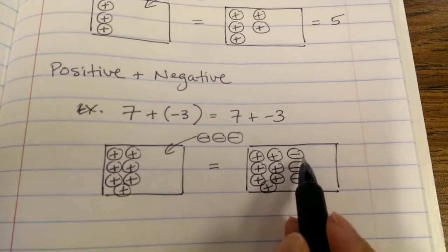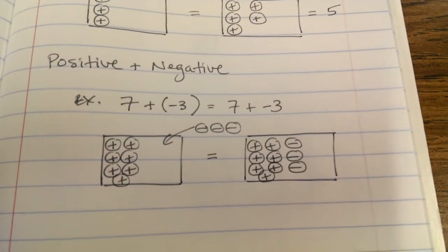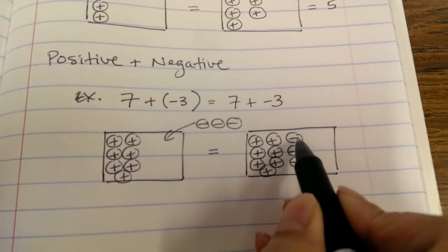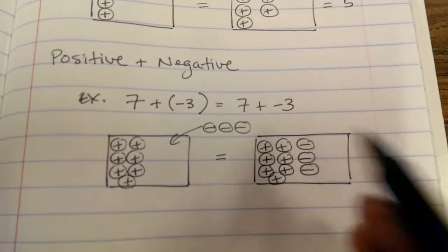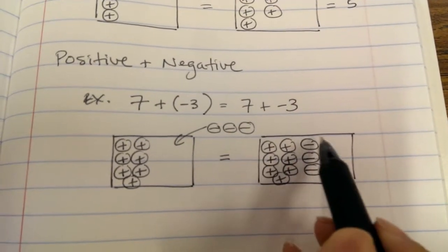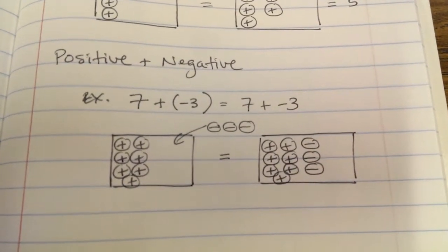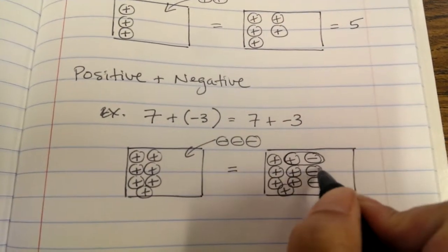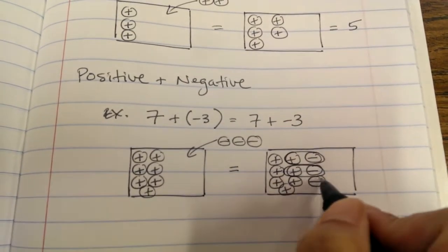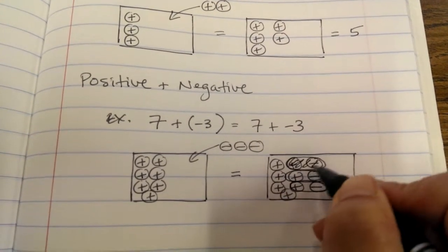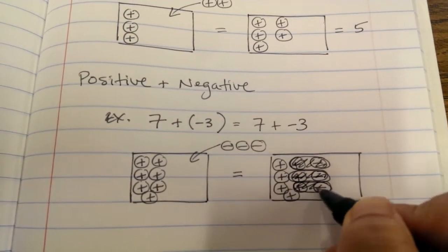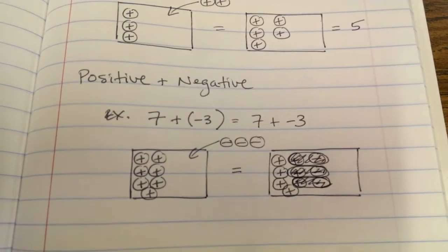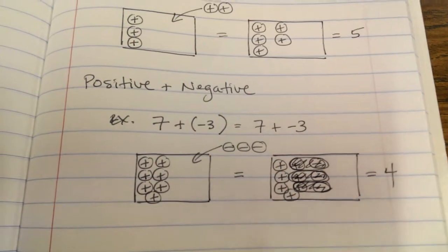Now when you have positives and negatives, they cancel each other out. It's like I gave you $1, but then I took away the $1. So then what are you left with? 0. So this positive and this negative cancel each other out, and they become 0. So this becomes 0, this becomes 0, and this becomes 0. So basically they disappear. Okay, they become 0, they disappear. And so then what are you left with in the box? You are now left with 4 positives.